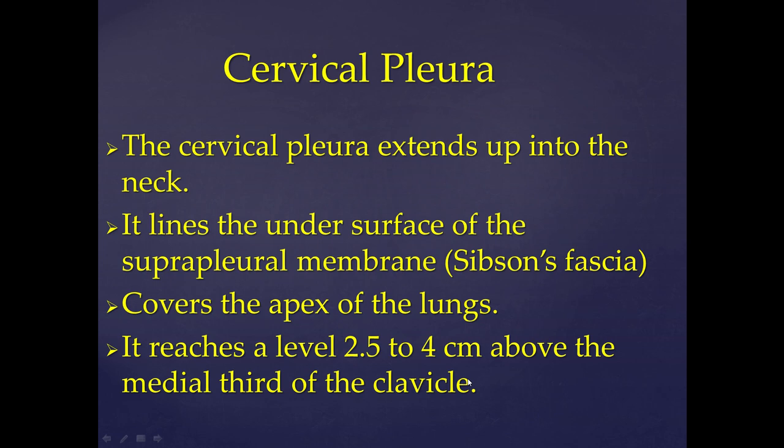What about the cervical pleura? Cervical pleura means it is related to the cervical region. That is, it extends up into the neck, and it lines the under surface of the membrane. This membrane is also known as Sibson's fascia or suprapleural membrane. The cervical pleura covers the apex of the lungs and reaches a level of about 2.5 to 4 centimeters above the medial third of the clavicle.